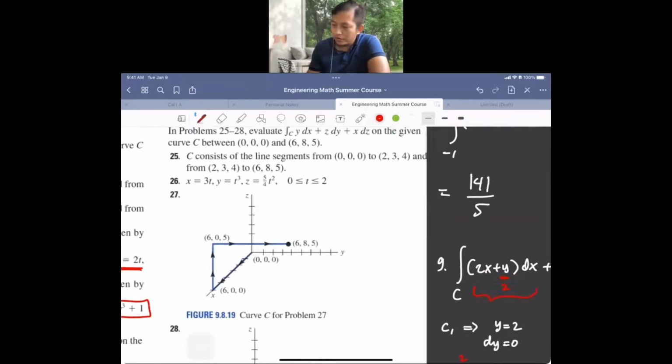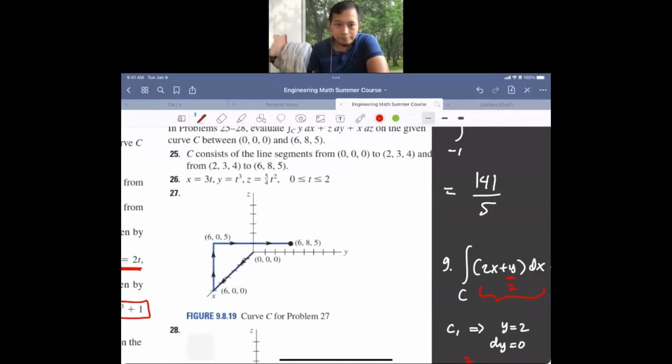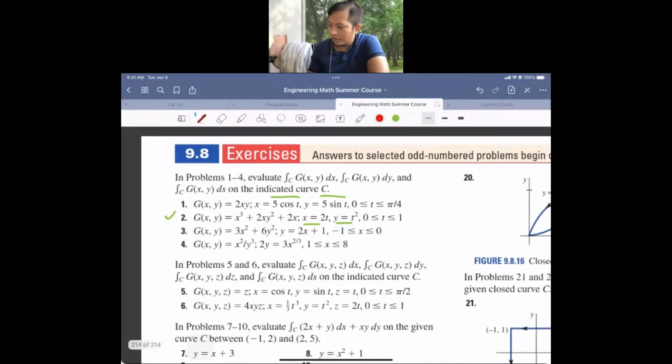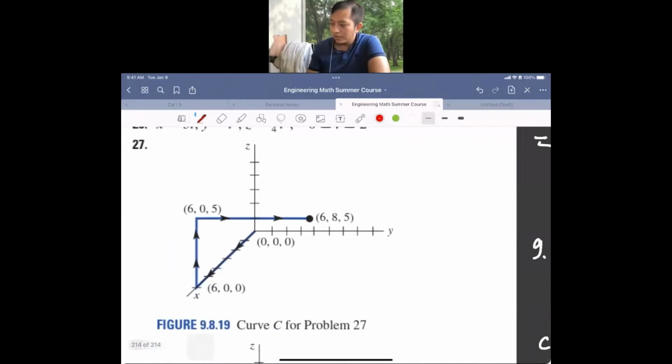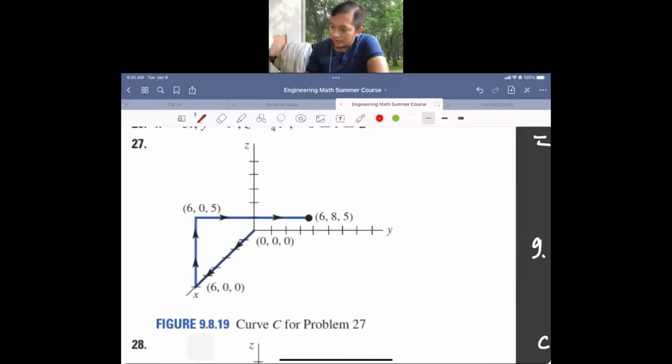If you want to try, maybe try number 27. But it's actually the same thing we have here. Let me go see it. This part here, the two dimensions, it's the same part as with this. So we could see that x is changing, so we could use x as the parameter, right?